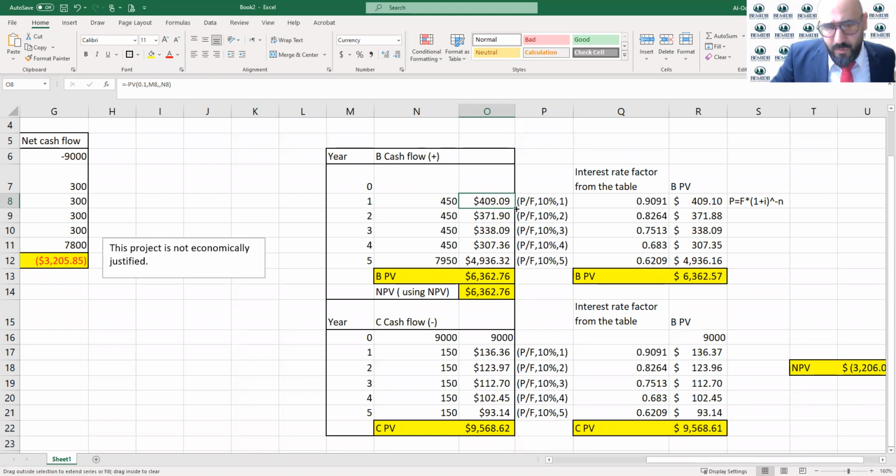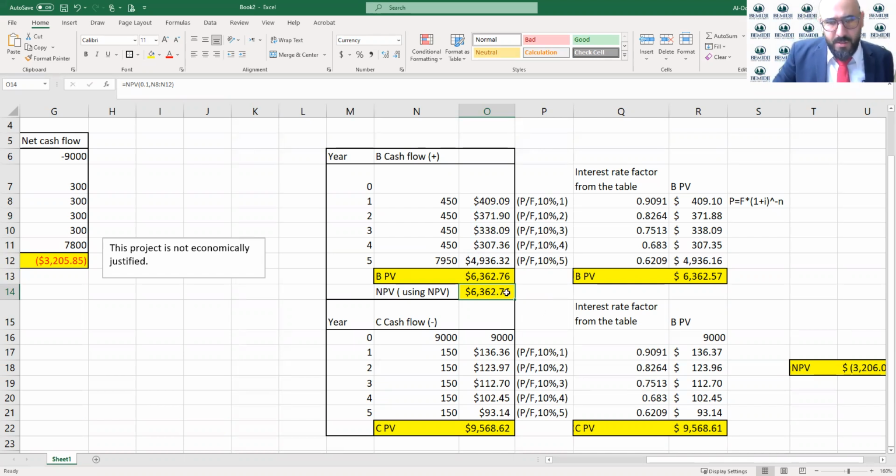We're going to copy the cell, go to the right lower corner, select that corner and drag it all the way down. And that would give you the equivalency for this transaction in a present format. And now we add all the positive transactions together. That would give you 6,362. That's what we call the net present value for the benefit, BPV, the benefit present value.